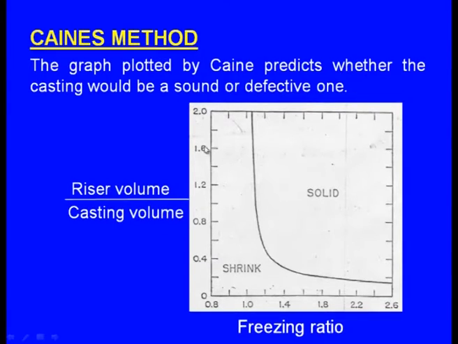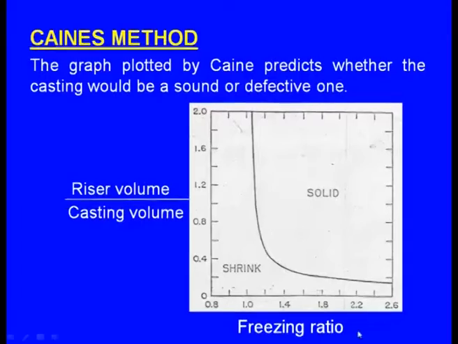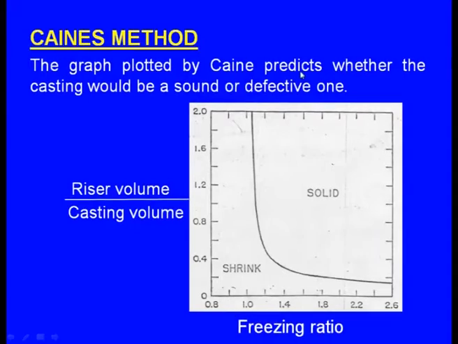Here you can see the graph Keynes plotted. He conducted extensive experiments on castings, and on several castings he got shrinkage defects, and in some castings he got sound castings. For all the castings he calculated the freezing ratio, and he also calculated the riser volume to casting volume. With freezing ratio as the x axis and riser volume to casting volume as the y axis, he plotted this graph. So, this is the graph plotted by Keynes. What does this graph tell us? The graph predicts whether the casting would be sound or defective.